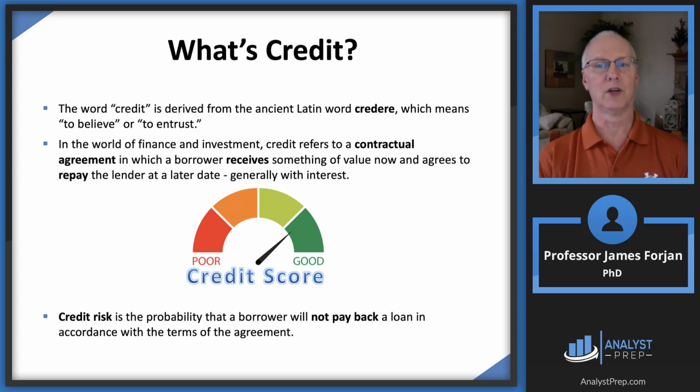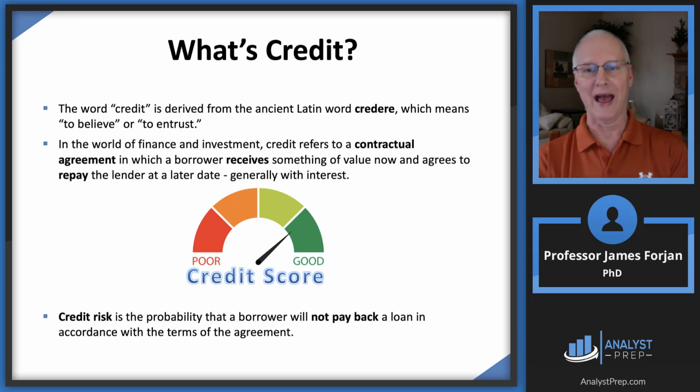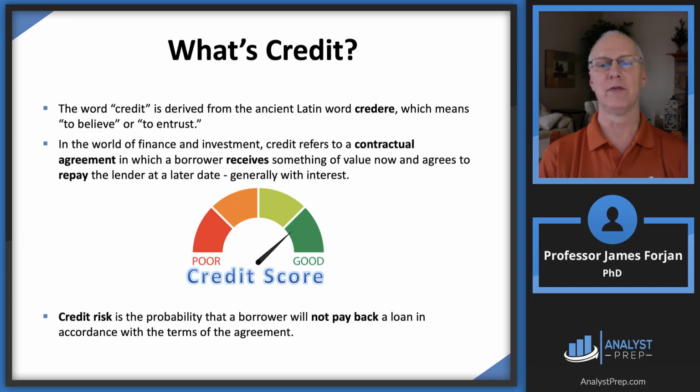Now, of course, it's a contractual agreement, right? Whenever we borrow money from a financial institution, whether we're a business or an individual, we have to sign a piece of paper. And on that piece of paper, it reads, I promise to pay interest and I promise to pay principal. And if I don't, then the bank has the right to come in and repossess the car or the house or maybe some equipment if it's a collateralized loan for a business.